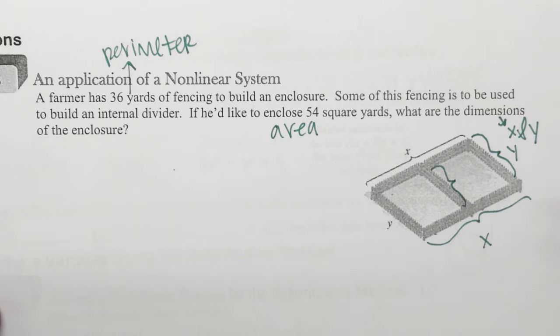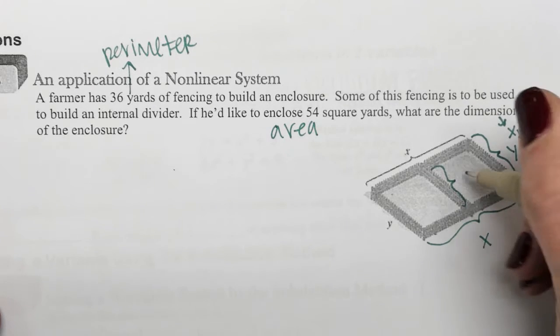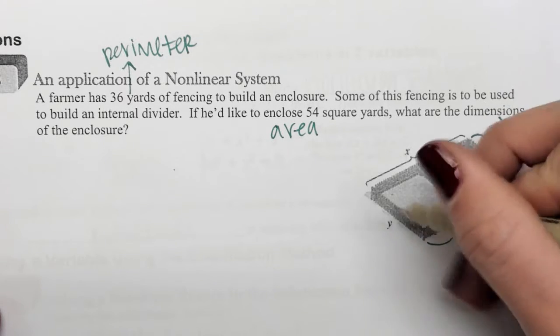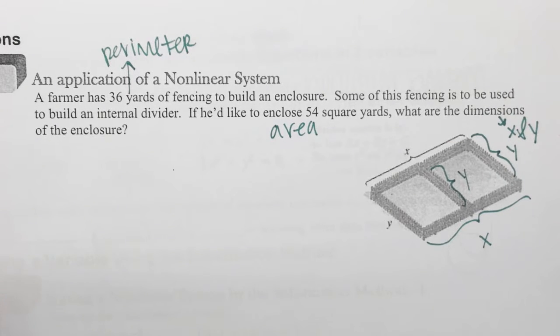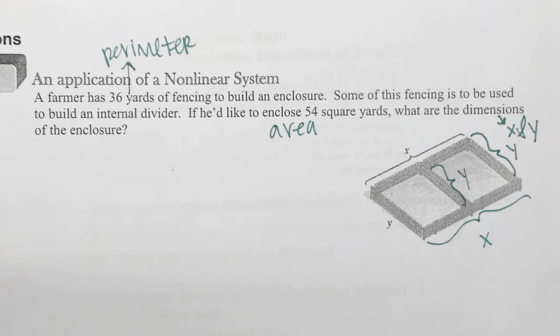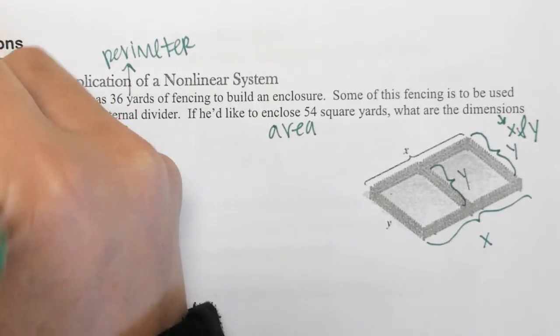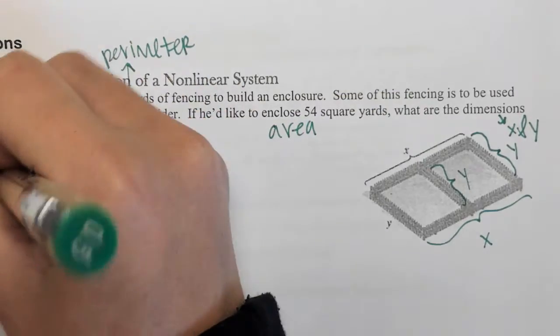Same thing as what? Y. Same length, right? Alright, we're going to create two equations, one for the perimeter, one for the area. Okay, and let's let x be length, y be width.